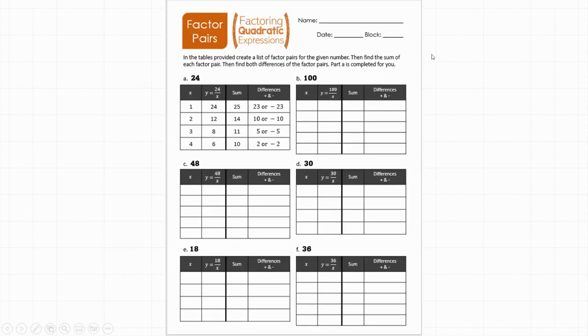So we're going to be completing this worksheet today. And in the table provided in the first two columns, you're going to list pairs of numbers that multiply together to equal 100 for part B. And then, so there's going to be 1, 2, 3, 4, 5 different pairs. And then after we find a pair of numbers that multiply to 100, we would find the sum of those two numbers and then also the difference of those two numbers. There will be a positive and a negative difference.